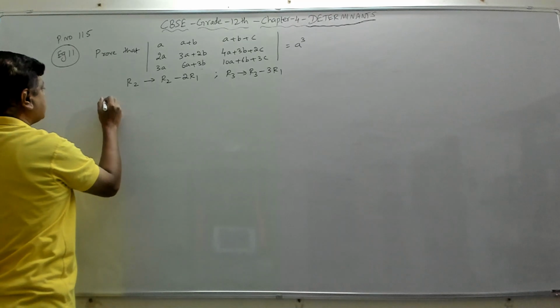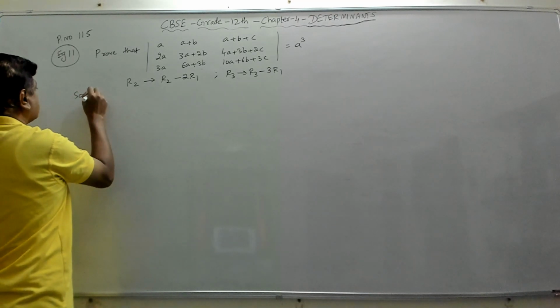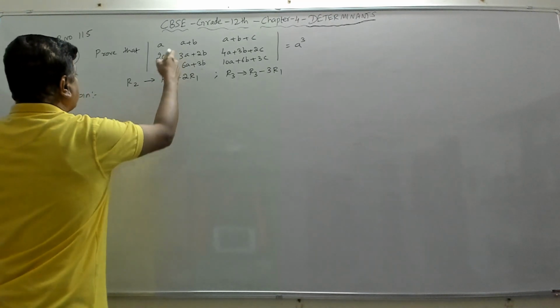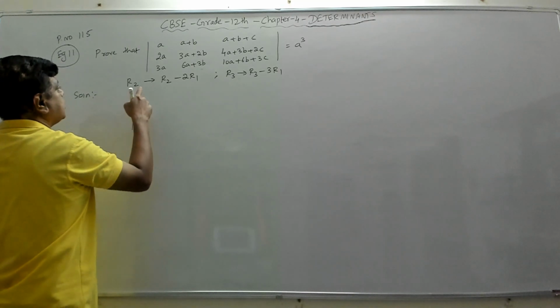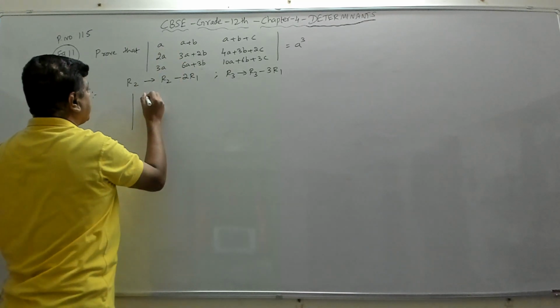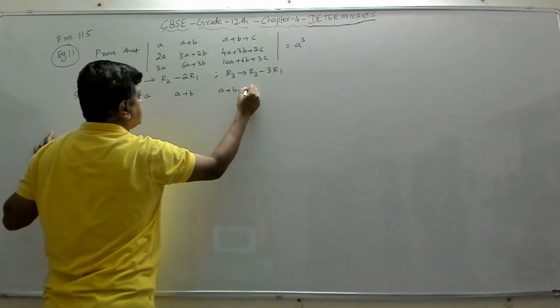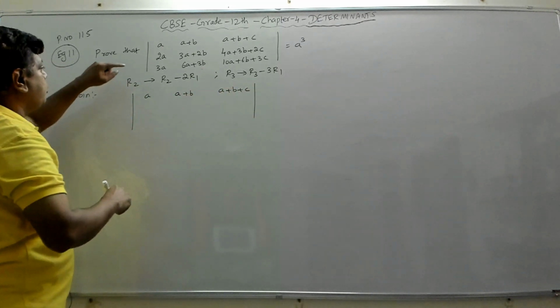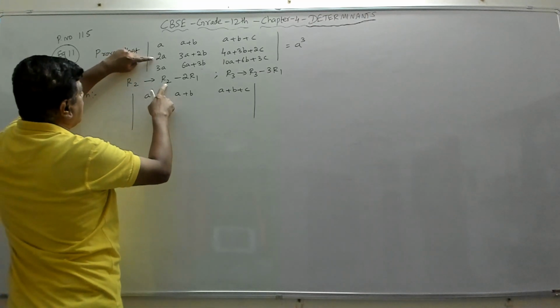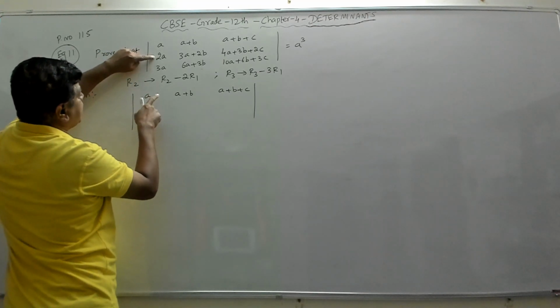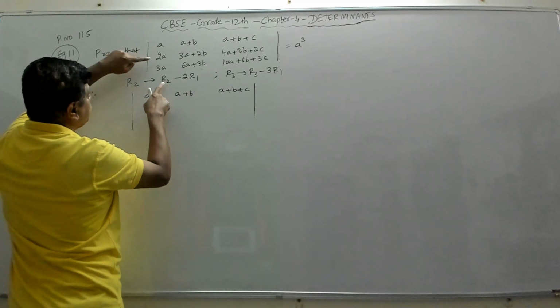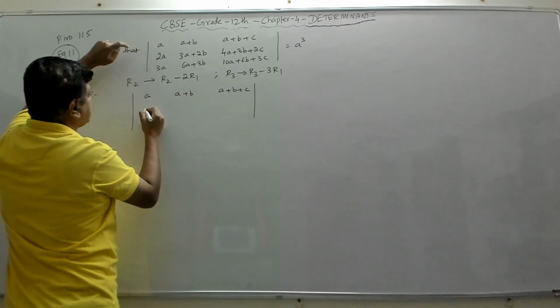So the determinant becomes, in the solution, I'm going to apply this on this. R1 has no change, so I'll write R1 as it is: a, b, c. Row 2 is this: 2a minus 2 times R1's a, so 2a minus 2 times a is 0.